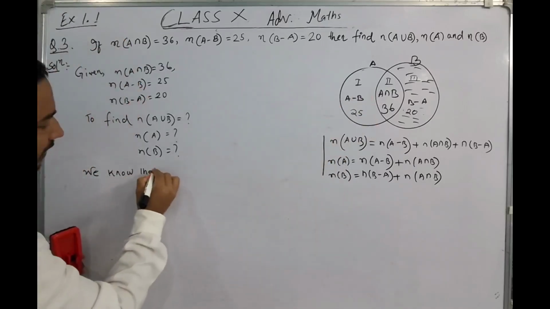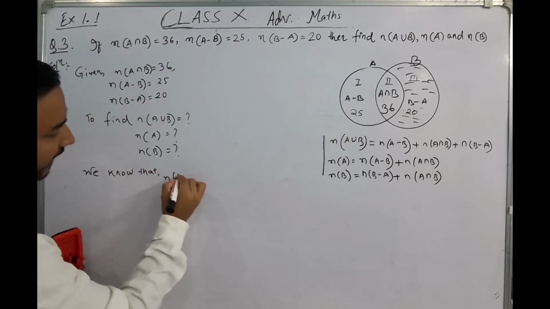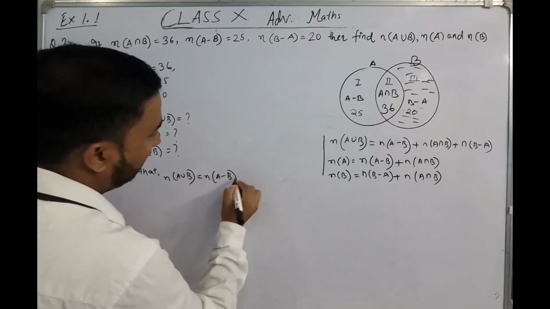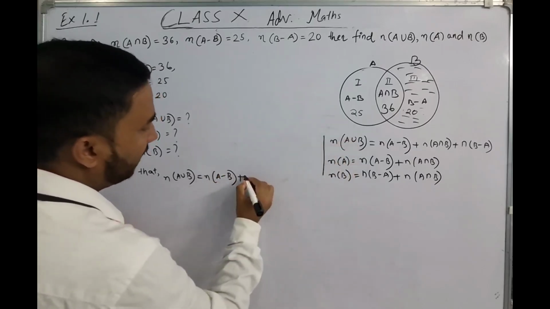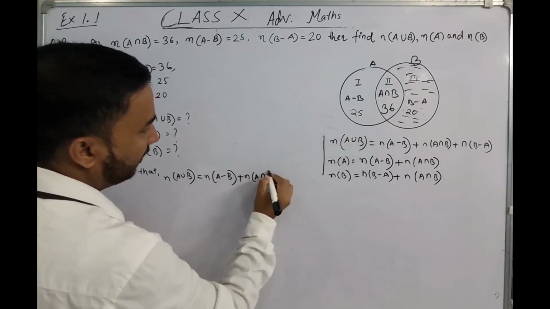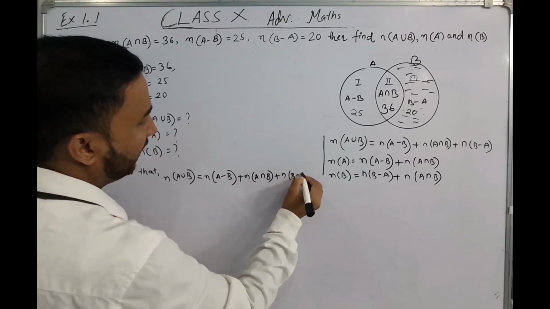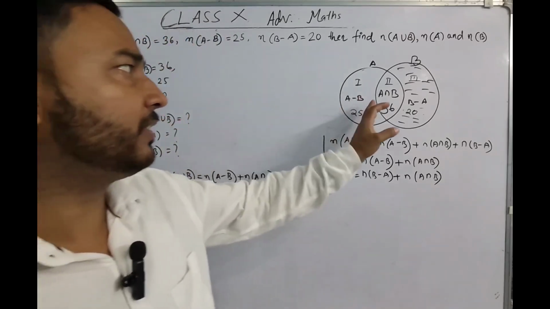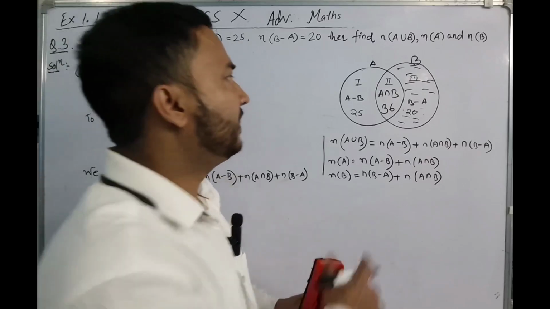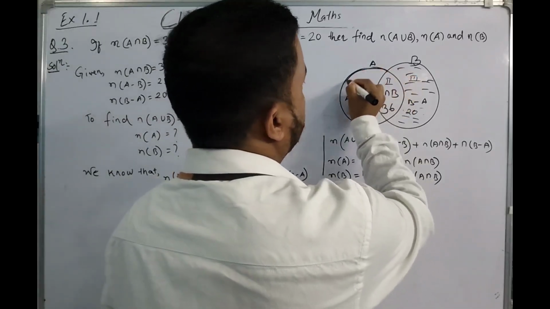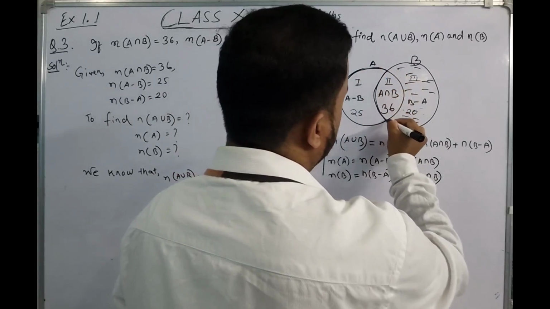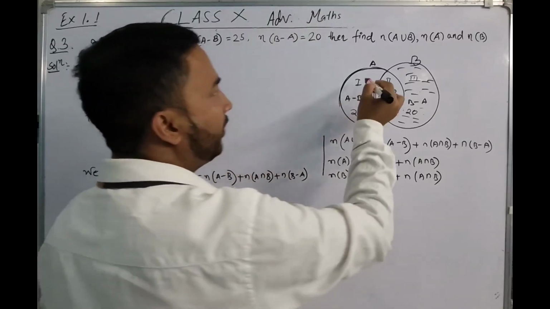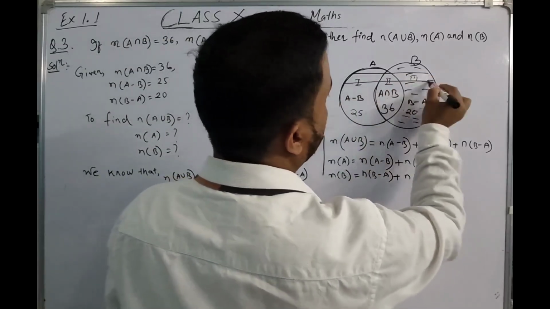We know that the number of A union B is equal to the number of A difference B plus the number of A intersection B plus the number of B difference A. I will be using this formula only. If you are not clear with this, you can simply see the Venn diagram. This part is A difference B, this is A intersection B, and this part is B difference A. Now what is A union B? A union B is this whole part, both A and B together.